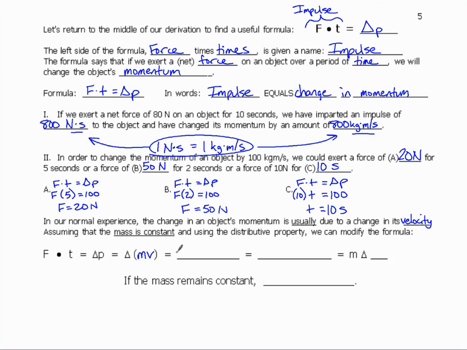You could write it differently: mass times final velocity minus mass times initial velocity, which is mass times final velocity minus initial velocity, and this is delta V. So we could say that it is just m delta V. If the mass remains constant, which is generally the case, delta mv equals m delta V.